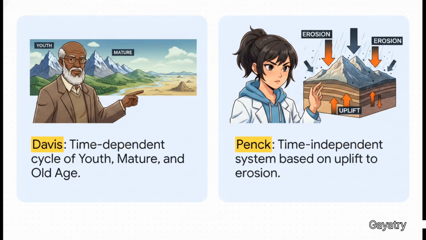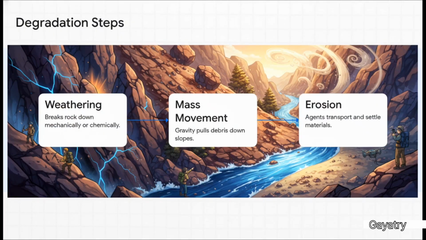On the other side of the aisle, Walther Penck argued against that simple timeline. He believed landscape evolution is a time-independent morphological system. To Penck, it's not a timeline. It's a constant mathematical battle between the rate at which the land is pushed up by tectonic forces and the rate at which it's eroded back down. Regardless of whose theory you lean toward, the actual degradation of the landscape happens in 3 distinct, relentless steps.